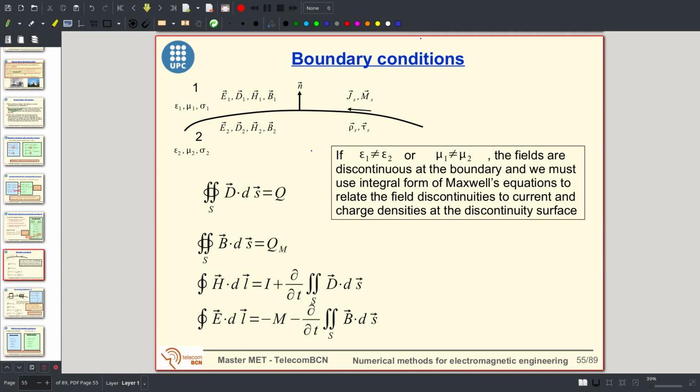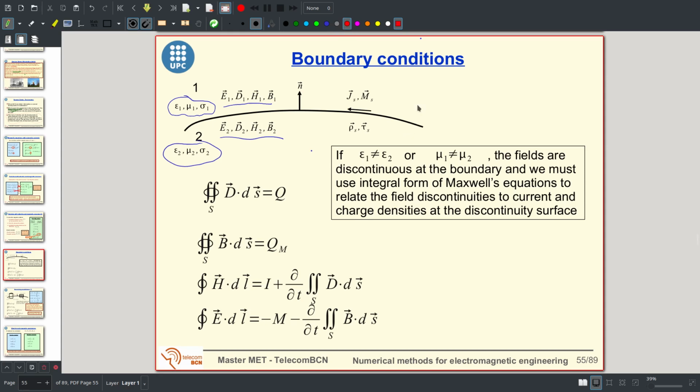The following topic to review is boundary conditions. Imagine that we have two different materials, one material with some dielectric and magnetic properties epsilon 1, mu 1, and also possibly with a different conductivity, and then a different medium 2 with epsilon 2, mu 2, and sigma 2 for the conductivity. Then the fields will of course be different, and we will call fields 1 the fields in medium 1 and fields 2 the fields in medium 2.